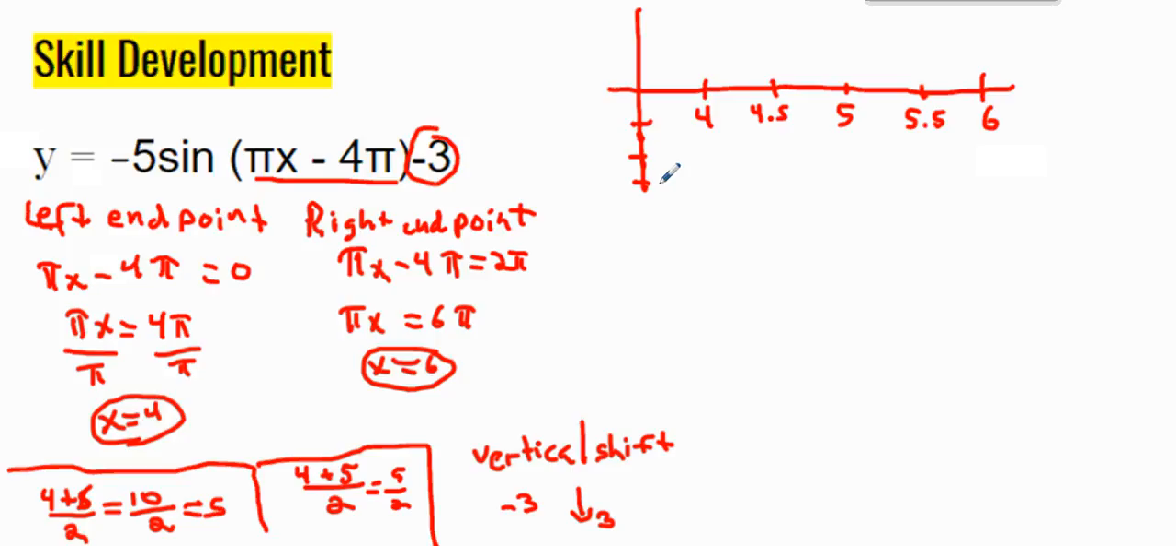So I'm going to draw what I'm going to call a midline. That's just a marker to see where my zeros are going to cross. Alright, so I've got my midpoints, I've got my vertical shift, and last I need to look at my amplitude.